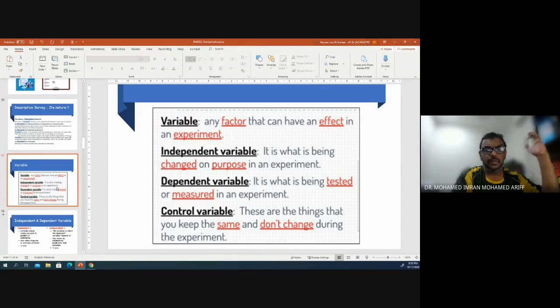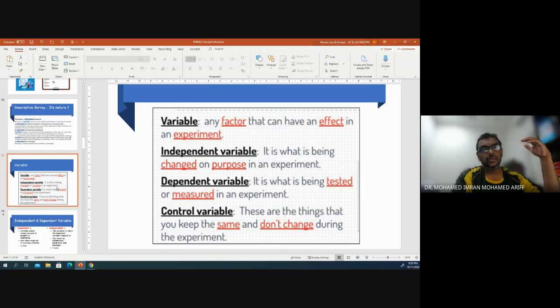Okay, so variable, like I gave you early in the class, we talked about losing weight and exercising. So those are two variables. A variable is any factor that can have an effect in an experiment. Experiment here does not mean an applied science experiment. Experiment means what we are looking at, what we are studying. Or experiment is our research.